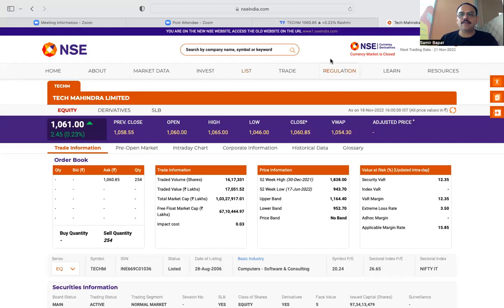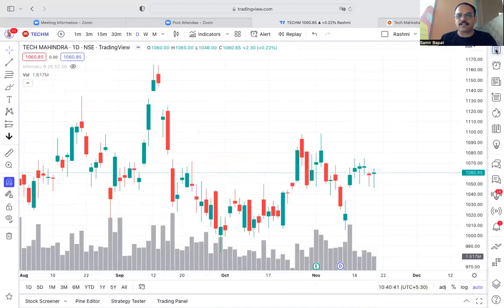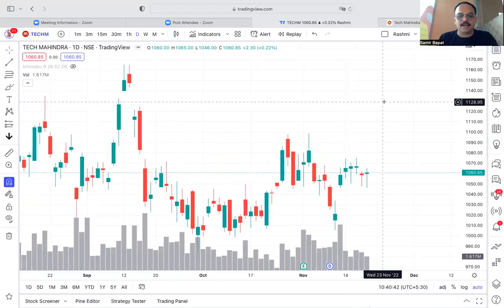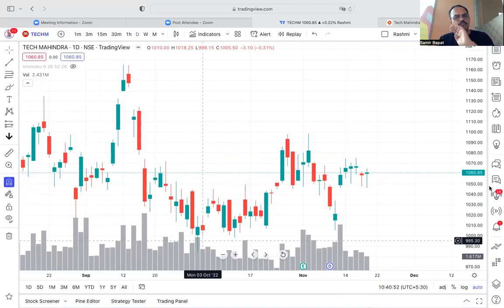Now, if you see the chart, the same thing will be plotted here. This is TradingView. TradingView plots the daily data for you for free here. Free of cost, free is good enough. If you are a beginner, don't go for the paid version.